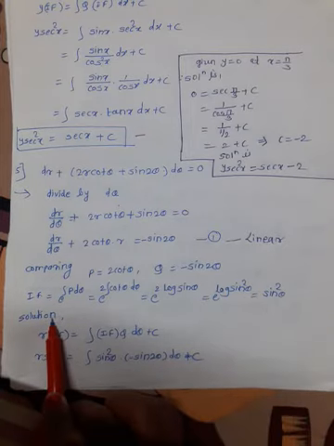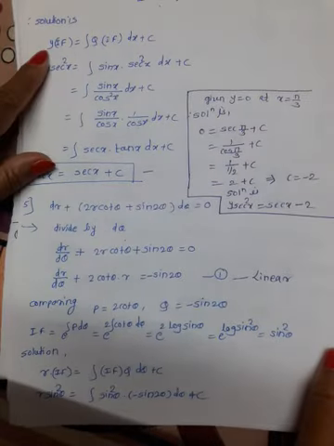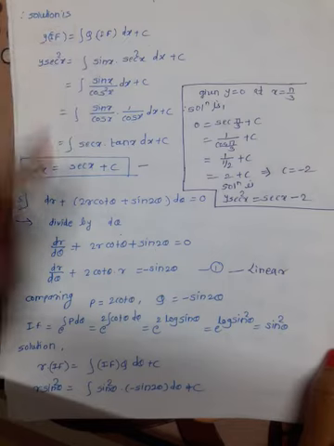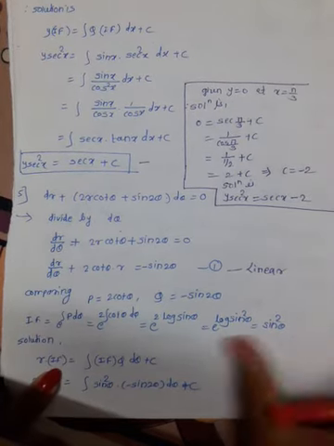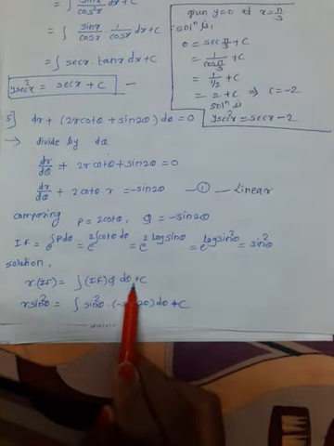Now the solution is, just make one difference in the formula for the solution. Instead of y, r is there. Instead of x, theta is there. That's why the solution is r into the integrating factor is equal to the integral of integrating factor into Q d theta plus c.